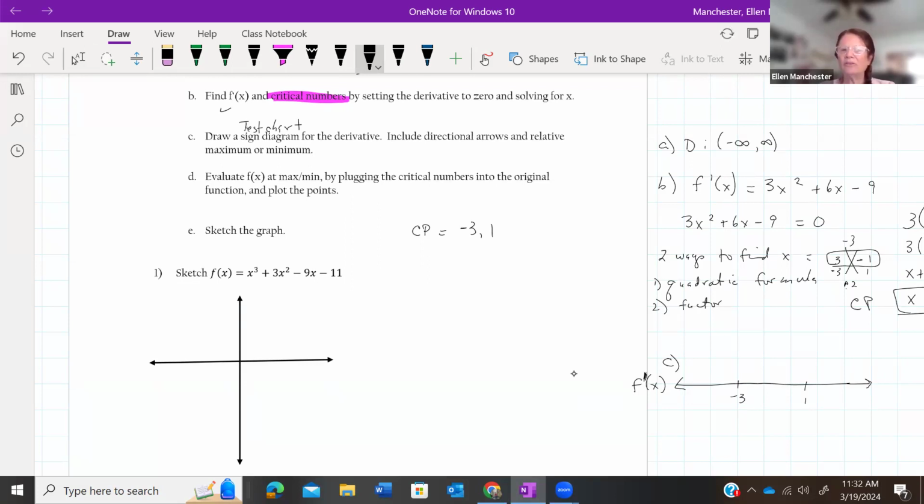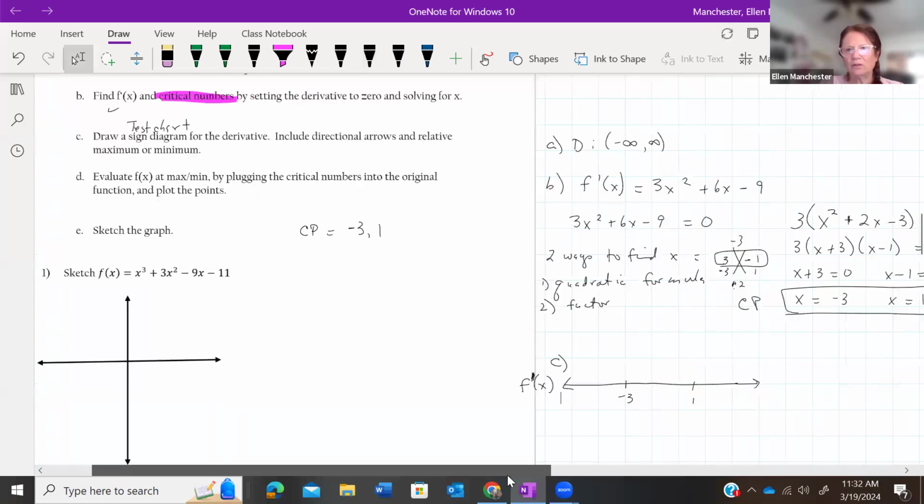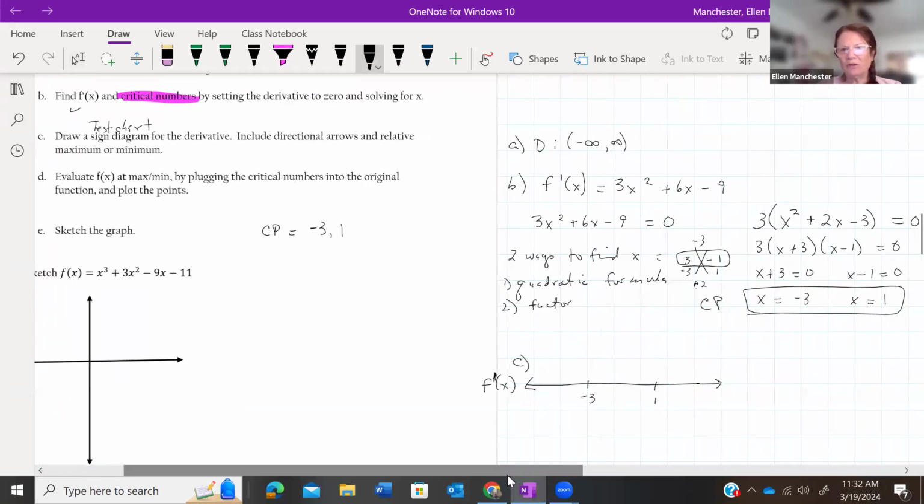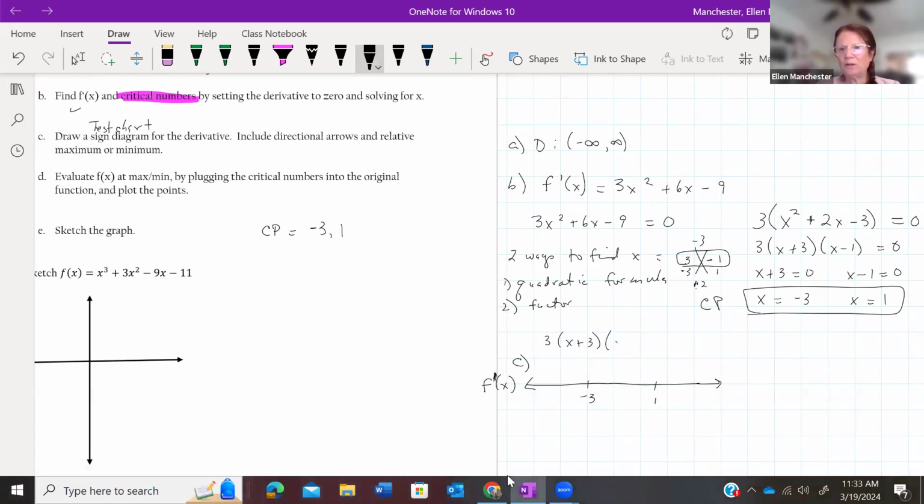All right, now this is the hardest part to grasp. But once you see it, it's going to make your life so much easier. So remember when we factored, I'll write it right above it, we got 3 times x plus 3, x minus 1 equals 0. That's how we got our negative 3 and positive 1. If you remember our test chart, all I care about is positive or negative. I don't care about values.